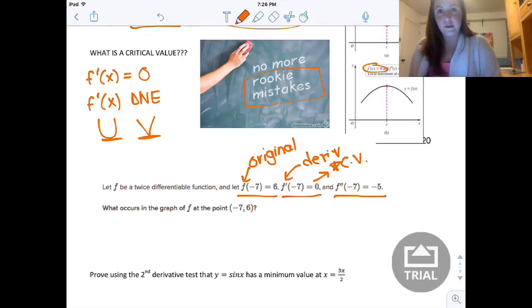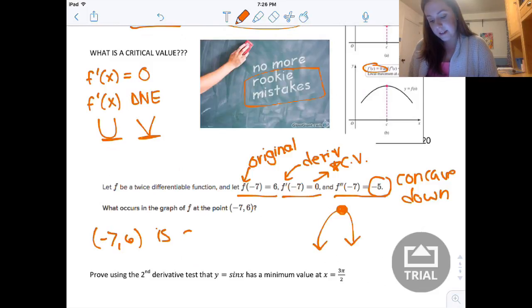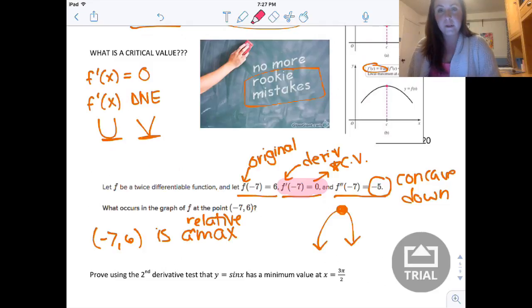Now they give me the second derivative. I see that this is negative, and so that means that my curve is concave down. So I have a slope of 0 and a concave down curve. So to me, what that tells me is that this must be a maximum. So what I can conclude here is that negative 7, 6 is a relative maximum. It doesn't ask me to justify, so I don't need to. But if it did, you would say because your first derivative is 0 and your second derivative is negative.